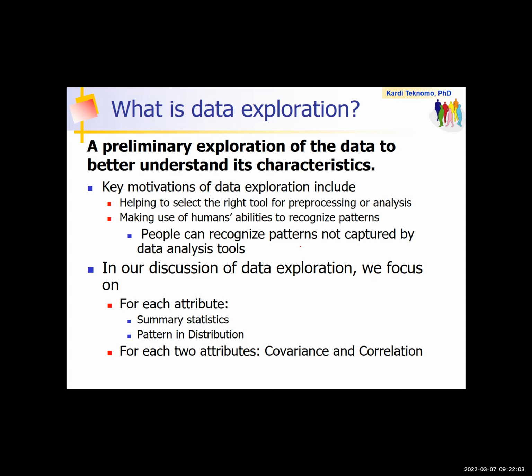The summary statistics consist of two parts. One is the central tendency, and the second is the variation. For the pattern in the distribution, usually you create a histogram. And for two attributes, when they are numerical, meaning either interval or ratio data type, you can calculate covariance or correlation. When they are nominal, all you can do is chi-square.